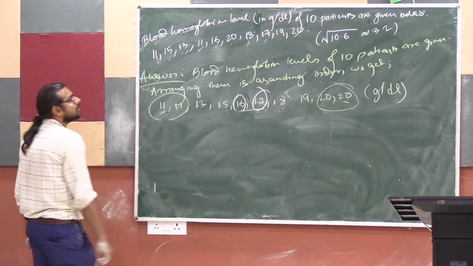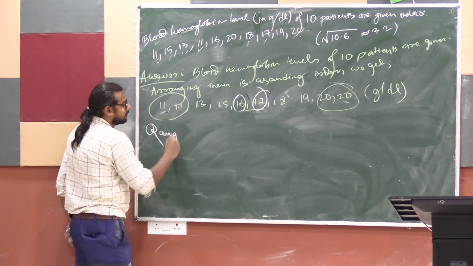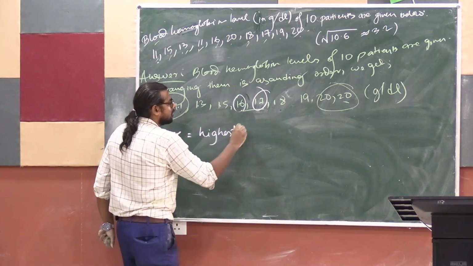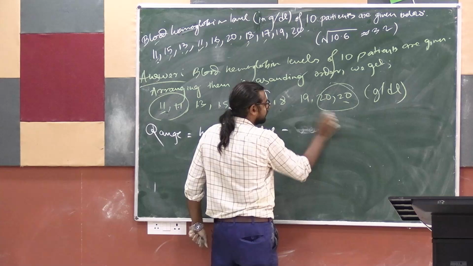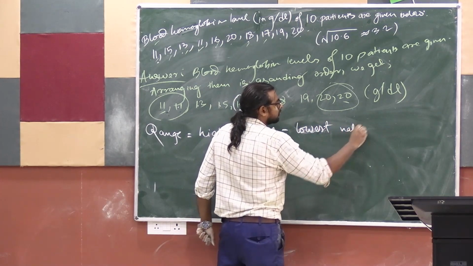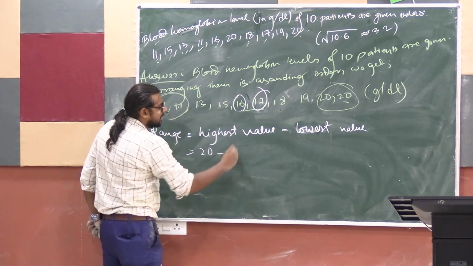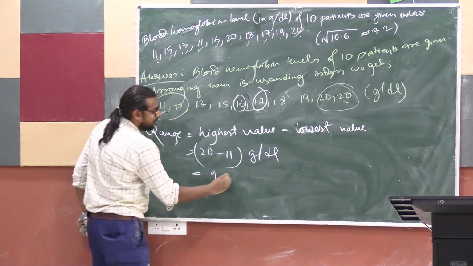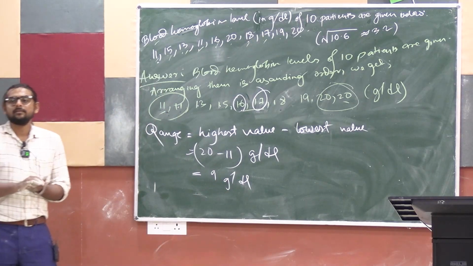Mean, median, mode is D. Now coming to range. Highest value minus lowest value. Directly evident from here, 20 minus 11 gram per dl, 9 gram per dl. No problem in this?